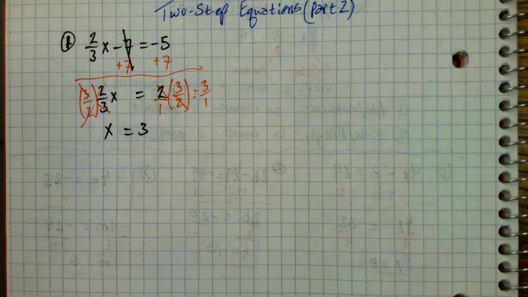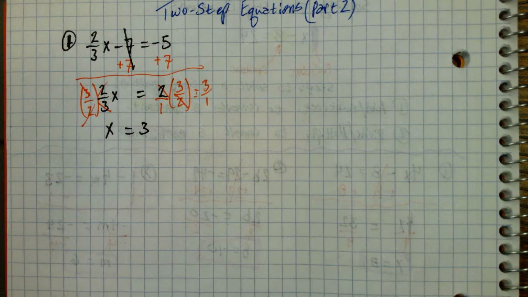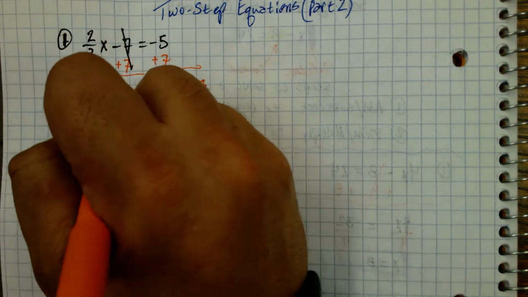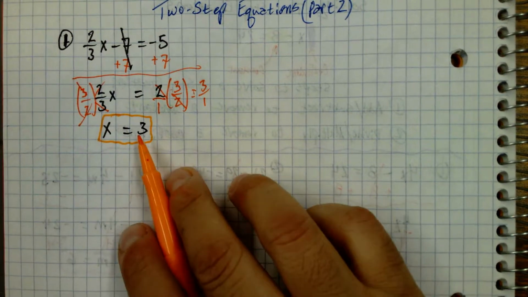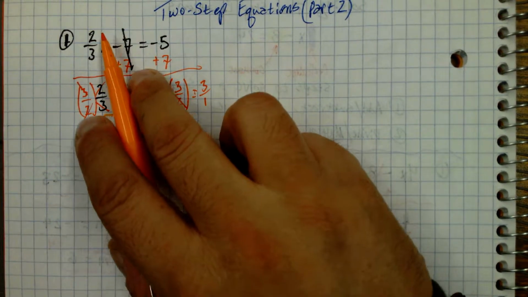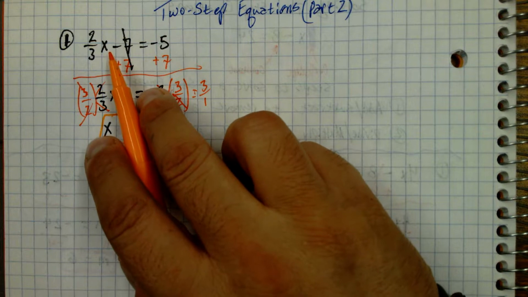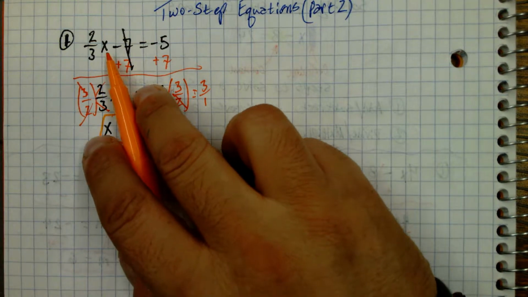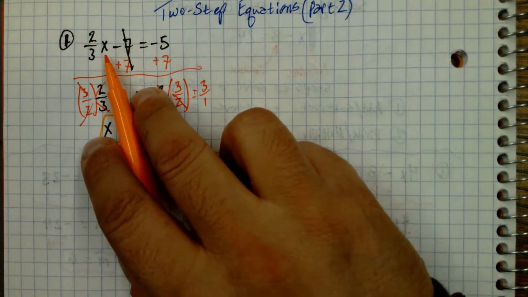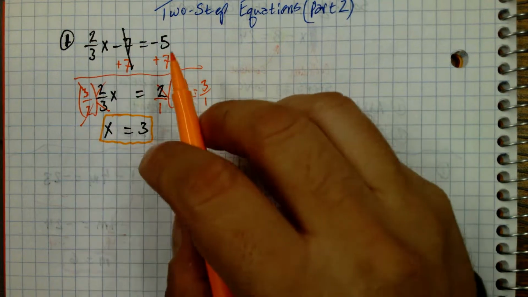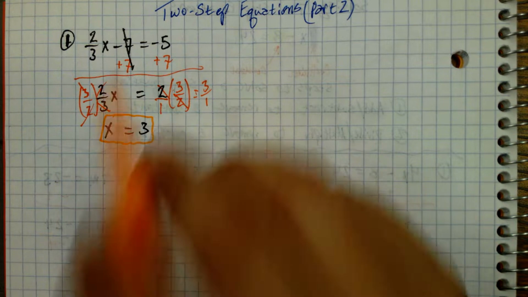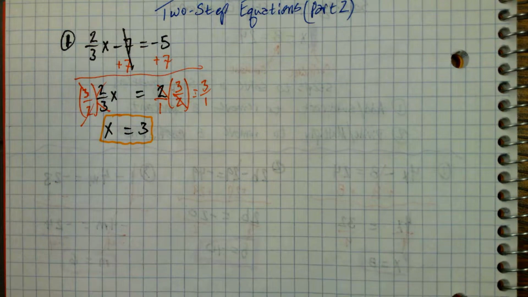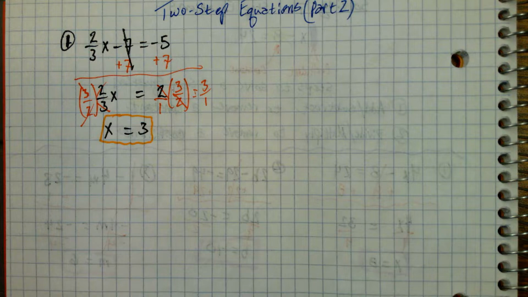And remembering that if we ever need to check, you can go back, multiply 2/3 with 3, that becomes 2, right? 2/3 of 2 is 2. And that would give you 2 take away 7, which actually turned out to be -5. Okay, let's do a few more.